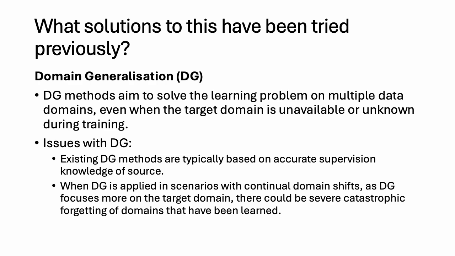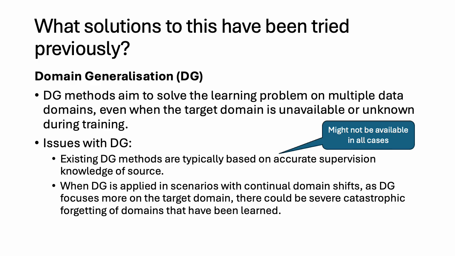Existing DG methods are typically based on accurate supervision knowledge of the source, and it might not be available in all cases. When DG is applied to scenarios with continual domain shifts, as DG focuses more on the target domain, there could be severe catastrophic forgetting of domains that have been learned. So we definitely need a new solution.